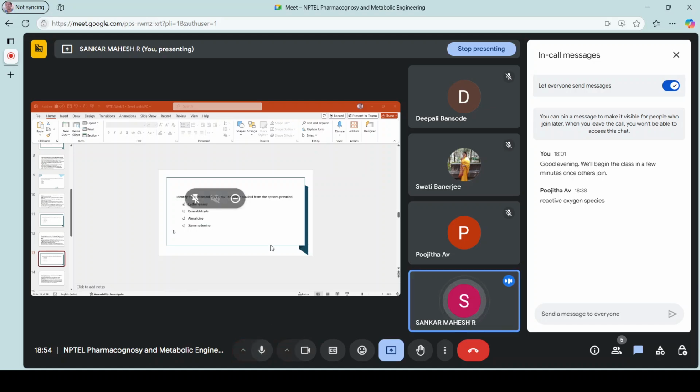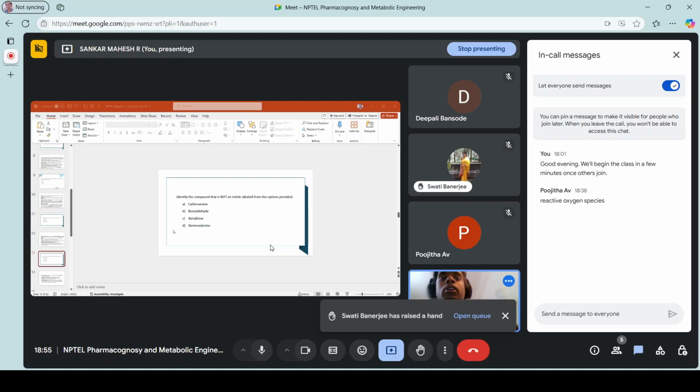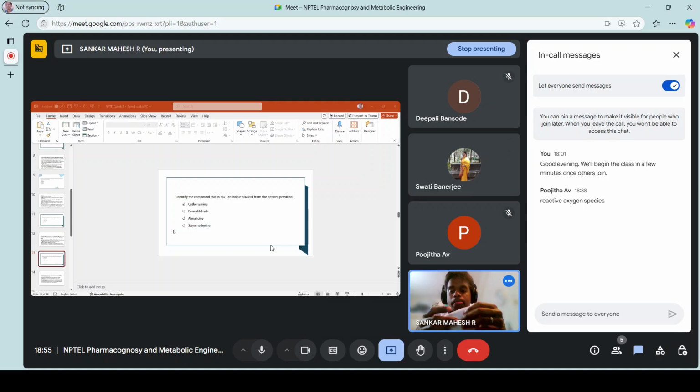Okay. Does anyone want to answer? It's very evident from the name itself. Catenamine, benzaldehyde, ajmalasin, and stemadadenine. Yes, Pati. Cathinamine, ajmalicin, all are indole alkaloids. Right. Benzaldehyde, I think, is the answer.